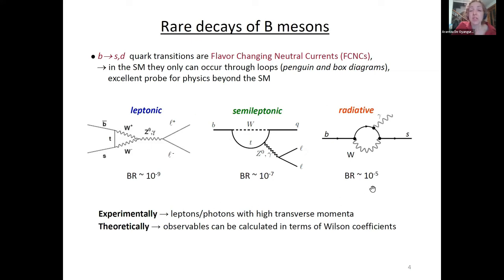The branching ratios run from 10 to the minus 5 in the case of the radiative, 10 to the minus 7 in the case of the semi-leptonic, or 10 to the minus 9 in the case of the leptonic. So these are really very rare processes, which are very difficult to distinguish and reconstruct because they are so small. The good thing from the experimental point of view is that leptons and photons are always good if you have a good electromagnetic calorimeter or good muon chambers, because you can reconstruct high momentum leptons or photons. You have a very clear signature. Theoretically, the good thing is that some of the observables are very clean, and they can be calculated in terms of the Wilson coefficients, and I'm going to talk very soon about that.